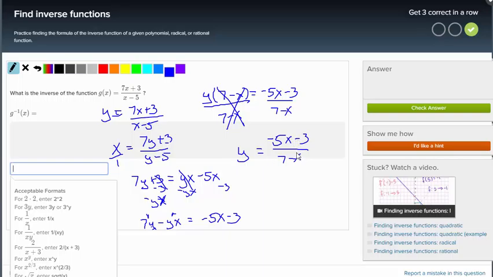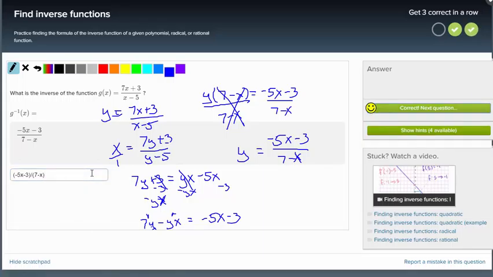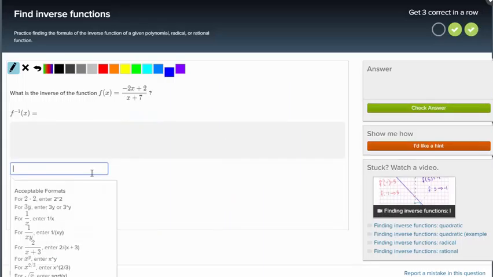Probably the hardest type of problem you'll see is when you have two different y's and you've got to figure out what to do. Factor a y out. So parentheses for the top, negative 5x minus 3, divided by parentheses for the bottom, 7 minus x. And I get that. Boom, shakalaka. Getting tired, so that's why.